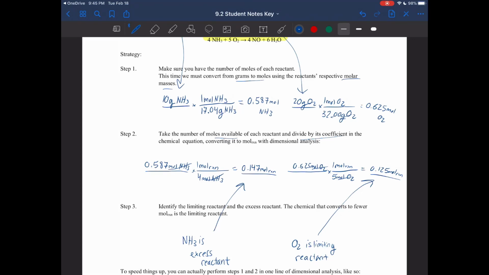Okay, we're breaking things up into a lot of steps here. So personally, I like to do everything in just one step using dimensional analysis. So I'm going to show you how we do this problem again, just in one setup by combining steps 1 and 2. So thinking about how you convert to moles and then reactions all in the same line of the problem.